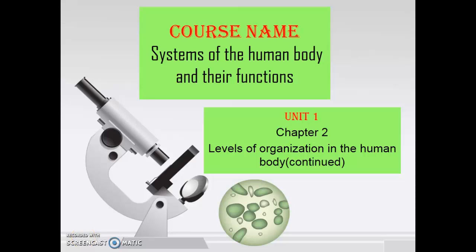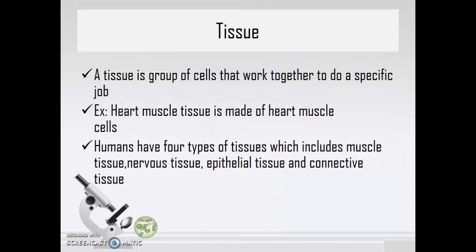Hello everyone, we are going to continue chapter 2 of unit 1, that is levels of organization in the human body. So we have already studied the first level of organization in the human body, that is the cell. Now we are going to study the second level of organization. We are moving from least complex to most complex. So let's study the second level of organization, which is tissue.